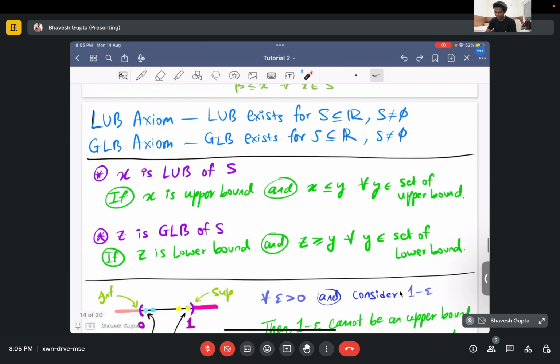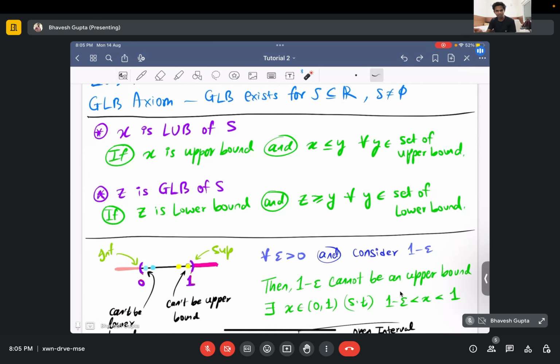Make a set, and from this set I'll compare them among themselves and see which one is the smallest. So that's the idea. I just want to tell you the most important part of this supremum infimum idea.